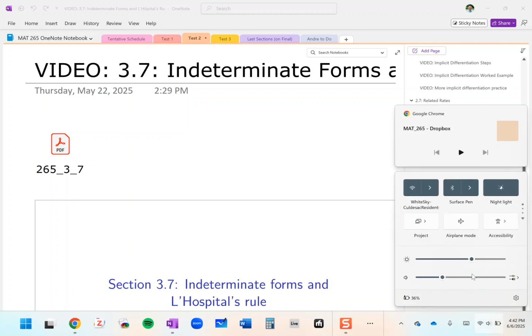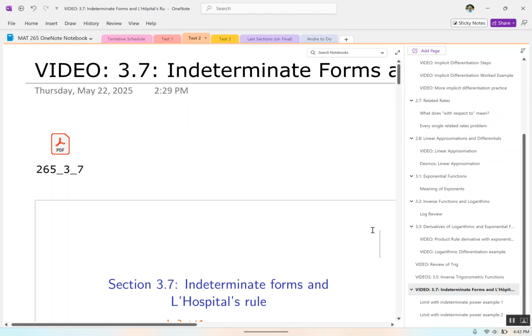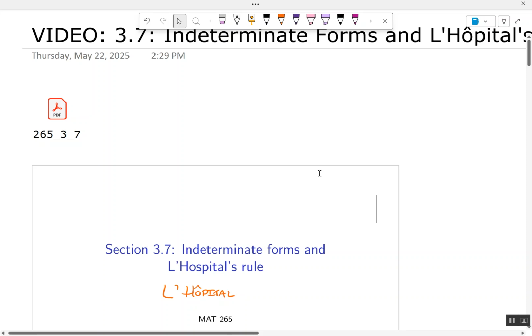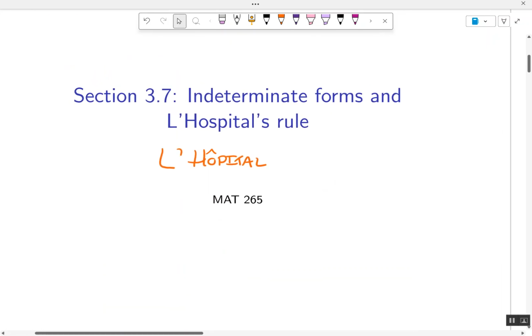All right, everyone, here is our last chunk of Chapter 3. This is the last section that is on Test 2. Section 3.7 is on indeterminate forms and L'Hôpital's rule. Some people write it out as "hospital." The guy's name was Hôpital. He was French. So this is L'Hôpital's rule.